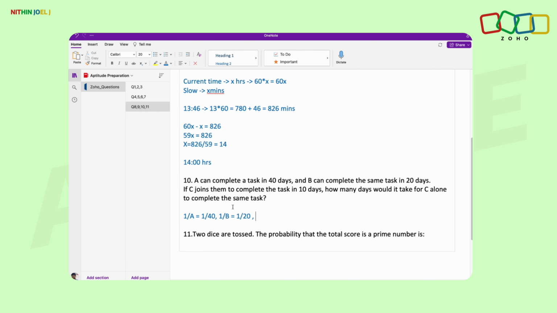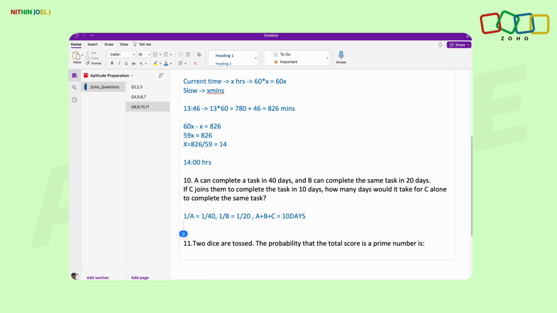So the third statement says: if C joins them to complete the same task in 10 days. So A plus B plus C will take 10 days if they all combine together and do the work. So how many days would it take for C alone to complete the same task? So we have to find what is 1 by C over here.